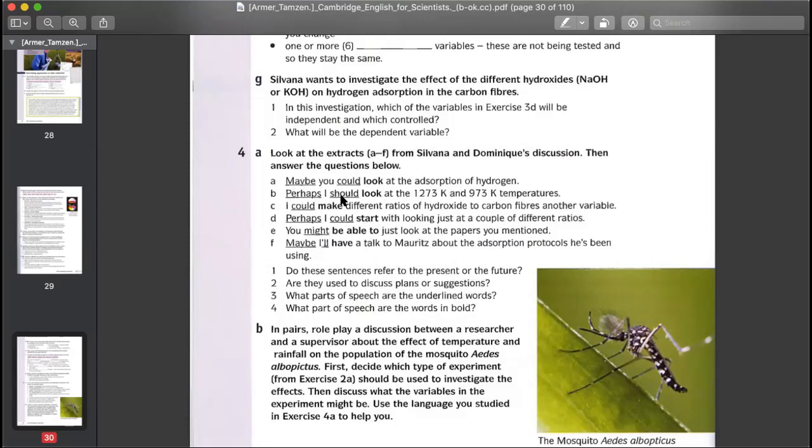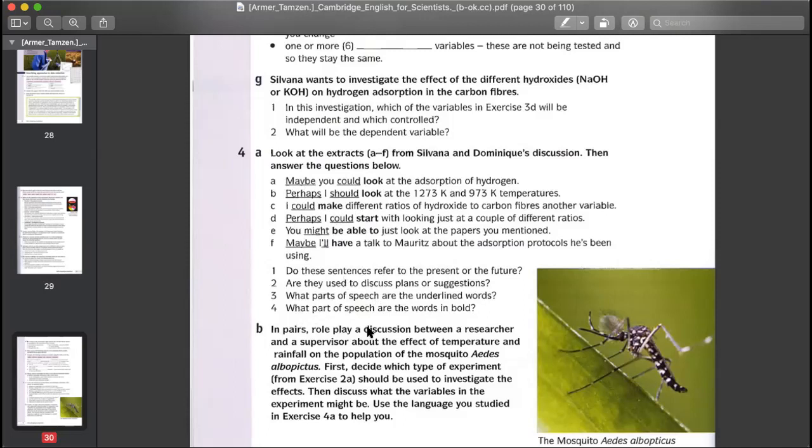Here underlined words, we have could, should. For example, could, should, there are two underlined, and maybe, perhaps, could, perhaps, might, maybe. We have two kinds of words. Actually, we have adverbs, such as maybe, perhaps, and we have modal verbs, which are could, might. So all of these are modal verbs. Also should, could, they are repeated. So it will be a modal verb. So we have adverbs and also modal verbs.